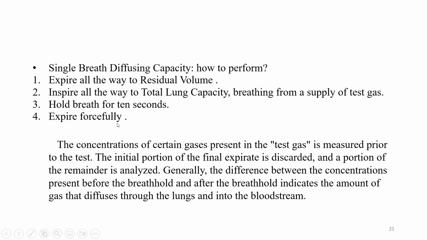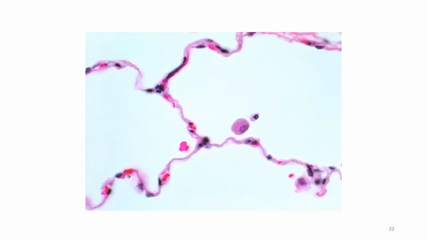Then he expires forcefully. The concentration of a certain gas, which is carbon monoxide here, present in the test gas is measured prior to the test. The initial portion of the final expirate is discarded, and a portion of the remainder is analyzed. Generally, the difference between the concentrations before and after indicates the amount of gas that diffuses through the lungs into the bloodstream. This is how the diffusion capacity for carbon monoxide is done.